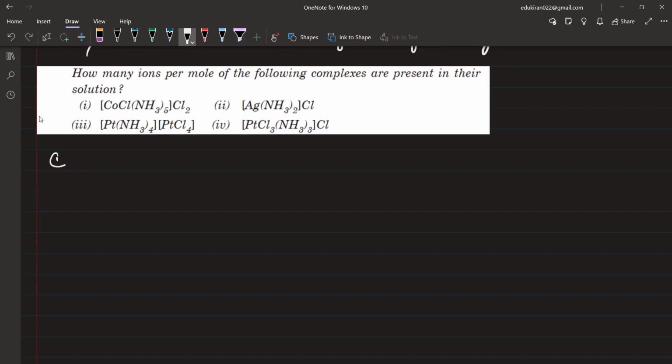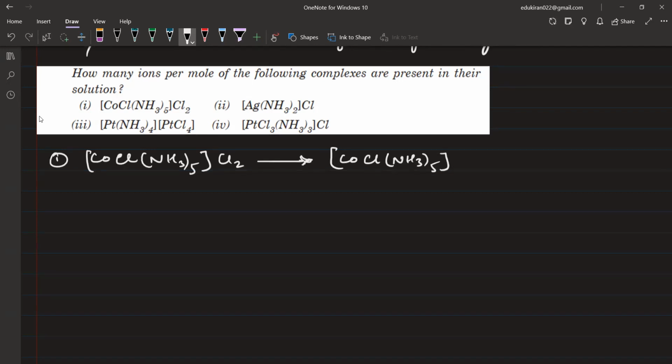Okay, see, number one, I have cobalt with 1 chlorine and 5 NH3 moles. Okay, so if I add water to it, sorry, I forgot the chloride ions, Cl2. So if I add water to this, then I will be getting [CoCl(NH3)5] with a +2 charge because we are having 2 Cl negatives, right? So total number of ions is equal to how much?